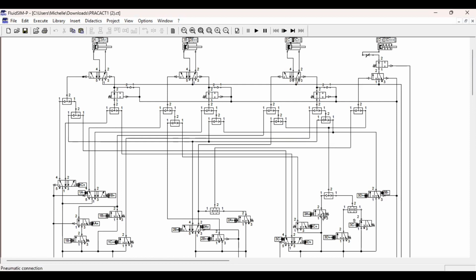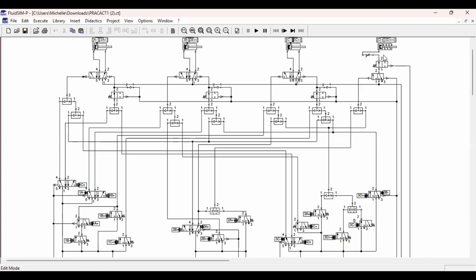sa right and diretso na yung magiging daloy ng air from sa source papunta dito sa shuttle valve and dito sa mga shuttle valve sa left side ni actuator C and D. And when it happens, ipupush na yung air itong valve papunta dito sa kanilang right side para lumipat yung daloy ng hangin and ma-actuate na si C and D.